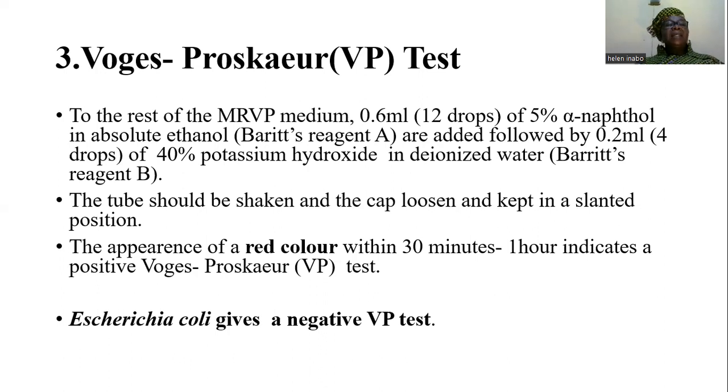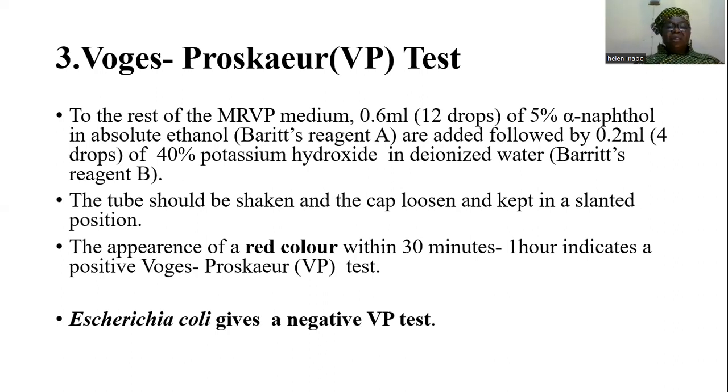What is the principle behind the VP test? Bacteria ferment the glucose present in the MR-VP medium through the butanediol pathway, producing an intermediate known as acetoin. This acetoin is oxidized in the presence of the potassium hydroxide, and a new product known as diacetyl is produced.